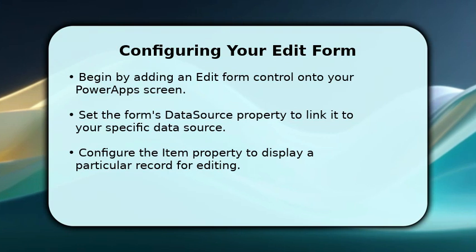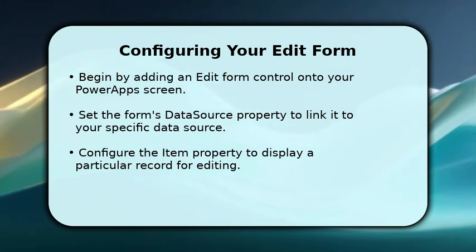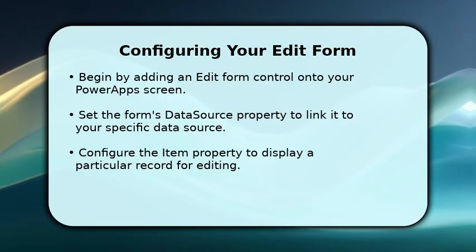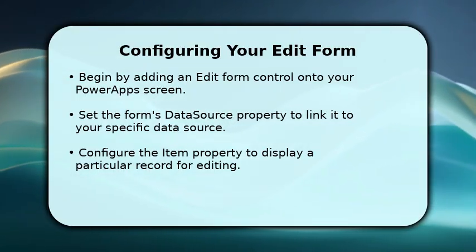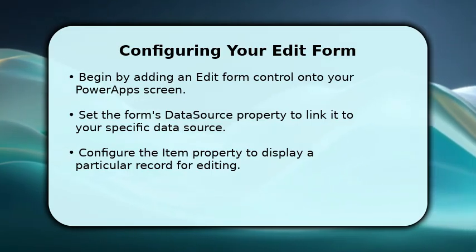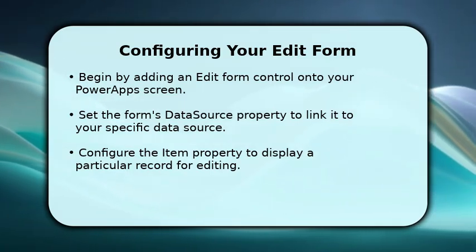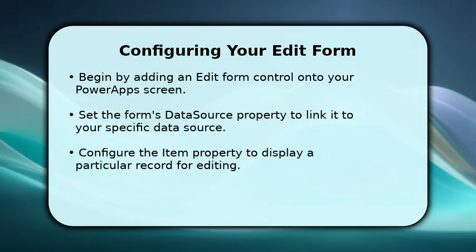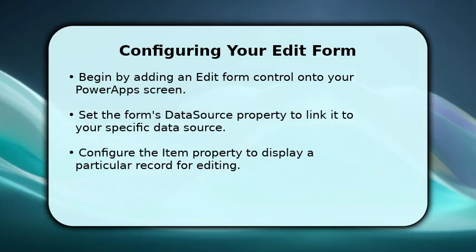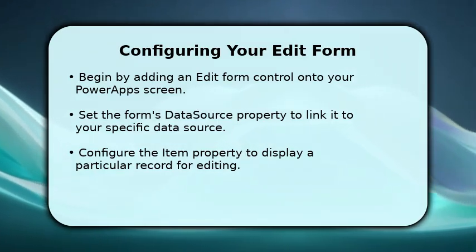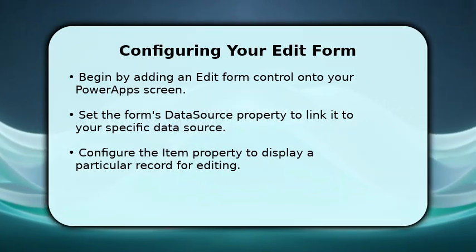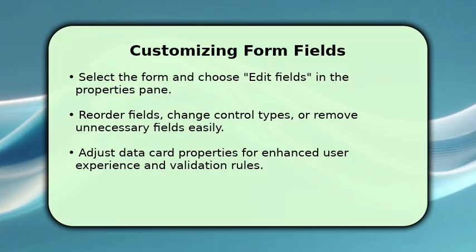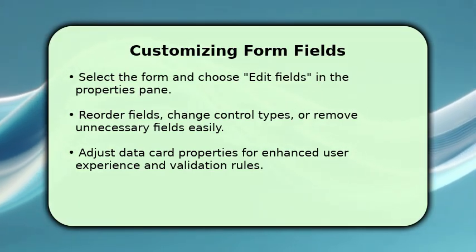To begin, simply drag and drop an edit form control onto your canvas. Next, you will need to connect this form to your data. Set its data source property to your desired data source, like a SharePoint list or a Dataverse table. Finally, specify which individual record the form should display for editing by setting its item property, often using a gallery's selected item.